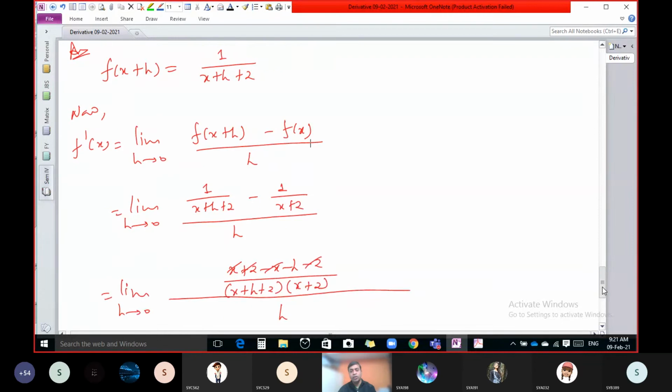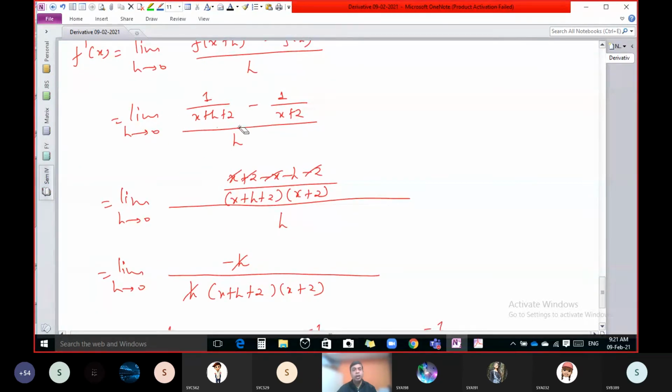And now what we have to do, you have to take LCM of this part. So how to take LCM? If it is like this, 1 upon 3 minus 1 upon 5. So how to take LCM? So it's simply 3 into 5 is the LCM. So that 5 we have to write here and this 3 we have to multiply here. So we get 5 minus 3. So same thing you have to do here. So what is LCM here? So the LCM is this into this.